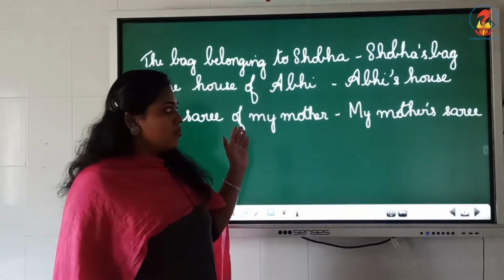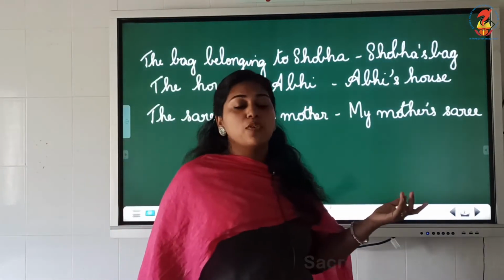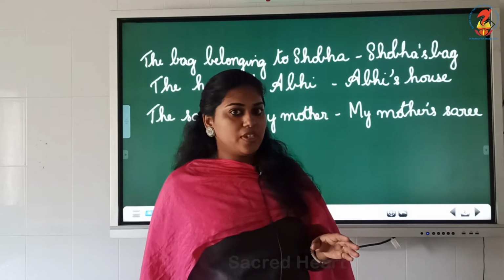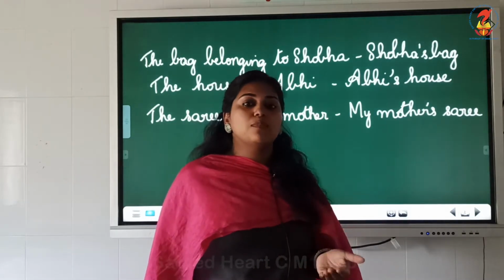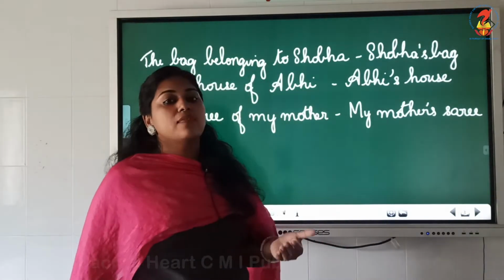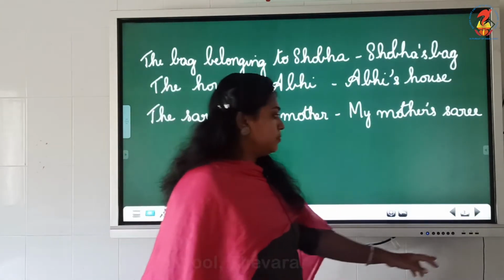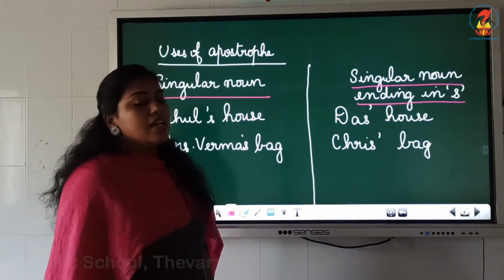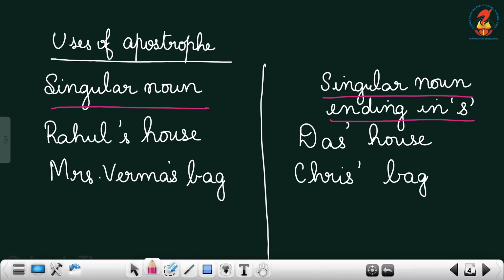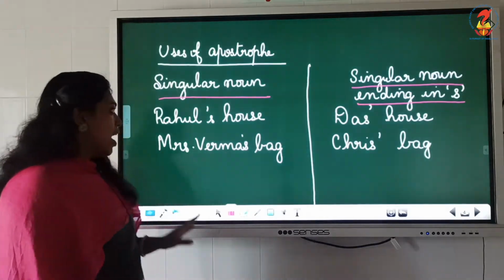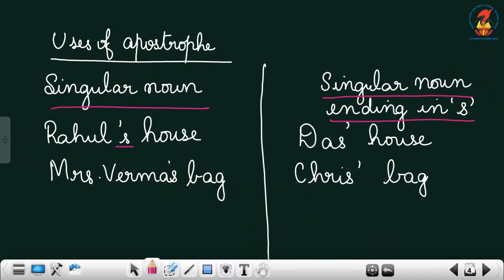Now we understood that to indicate possession we have to use apostrophe. Now what are the rules that we have to keep in mind before putting an apostrophe? If the noun is singular, then to indicate possession we can put apostrophe s. Understood? If the noun is singular, look at this example, children.